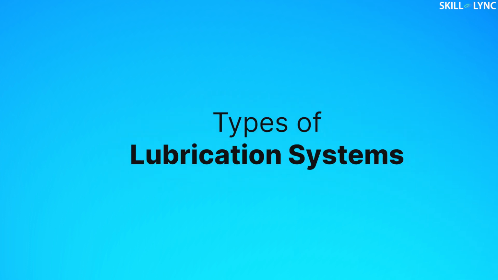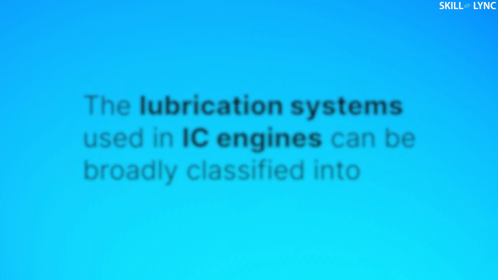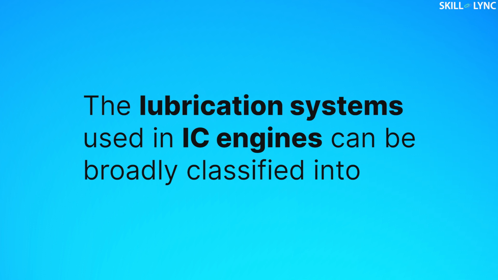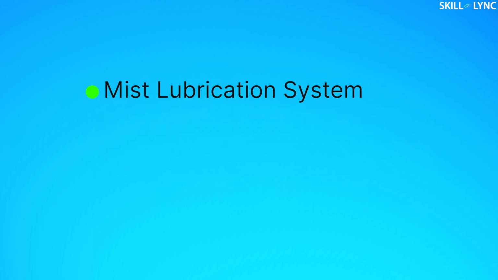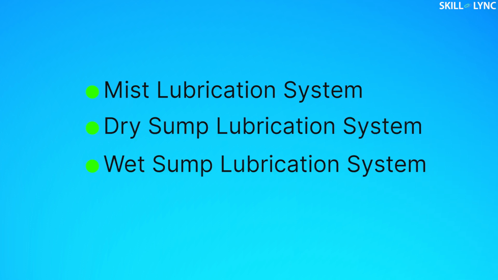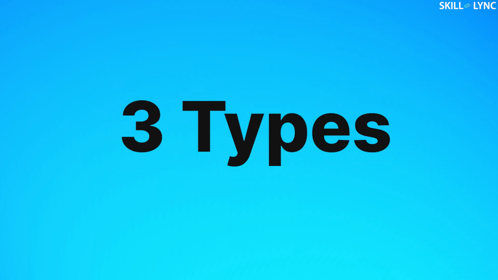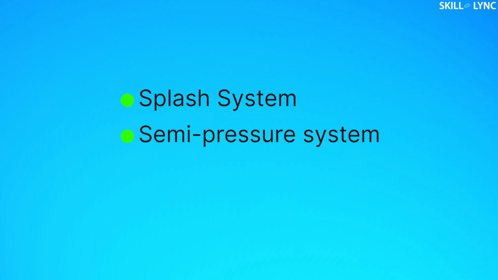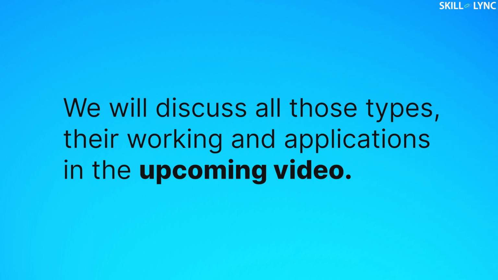Now, let's move on to the types of lubrication systems. The lubrication systems used in IC engines can be broadly classified into three types. They are mist lubrication system, dry sump lubrication system, and wet sump lubrication system. Of these three types, wet sump lubrication system can be further classified into three types. They are splash system, semi-pressure system, and full pressure system. We will discuss all these types, their working and applications in the upcoming videos.